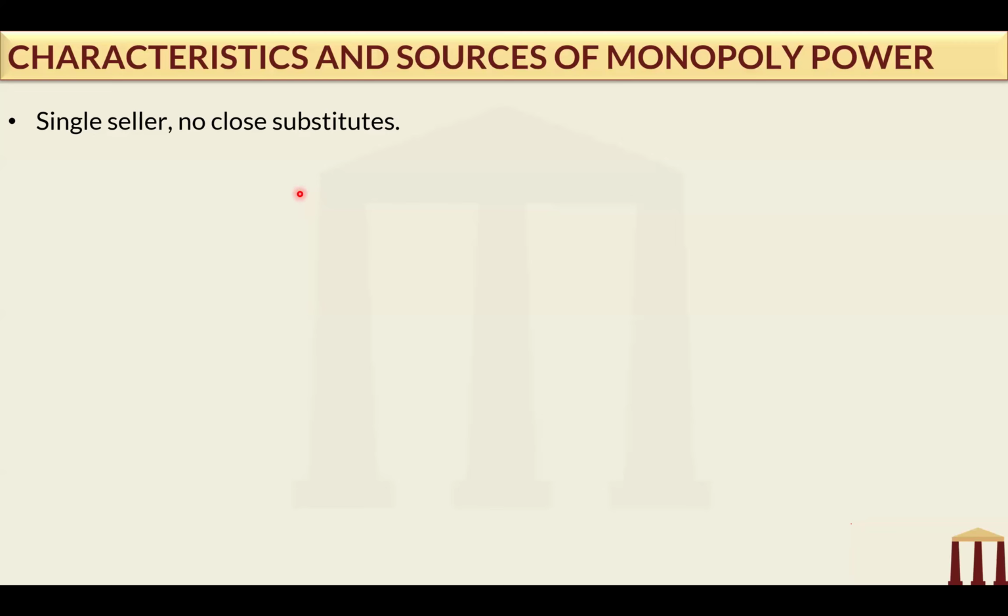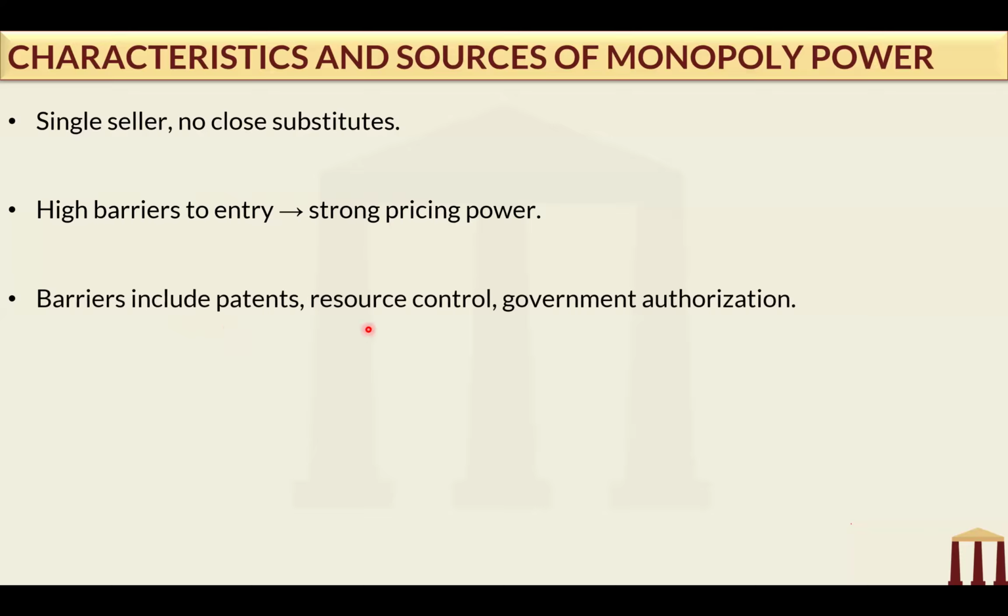Of course, there are high barriers to entry, which gives considerably strong pricing power. Now, what are the sources of these barriers? Barriers include patents, resource control, government authorization. Now this is one of the major sources: patents, copyrights, any form of legal protection. It is a very important source of monopoly power.